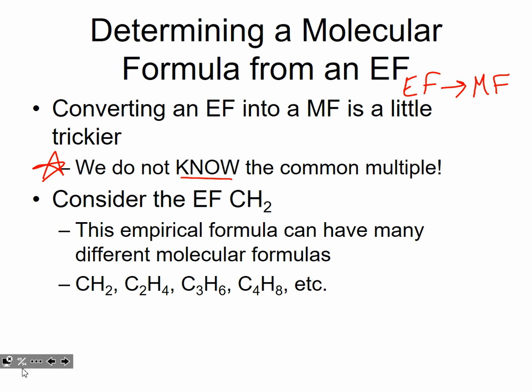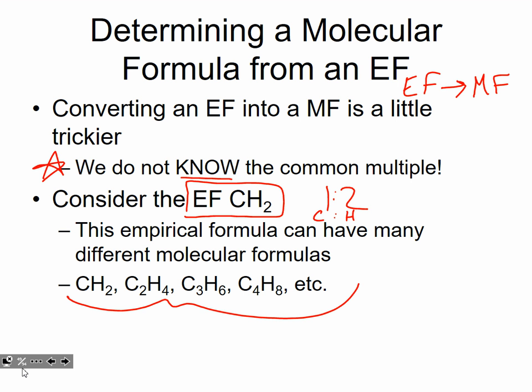So for example, if you have an empirical formula of CH2, the ratio between the carbon and the hydrogen here is 1 to 2, C to H. So you could have any number of possible molecular formulas. All of these compounds, CH2, C2H4, C3H6, C4H8, they all have a 1 to 2 carbon to hydrogen ratio. So these are all possible molecular formulas, and we don't know which one it is. So the key is determining what is the common multiple.